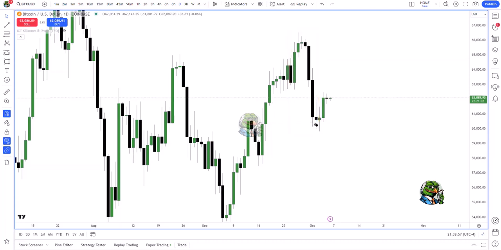I see this just as a pullback, considering that the monthly chart is showing us bullish price action, weekly chart is showing us bullish price action. This to me is just a pullback into this bullish order block, okay, which we are seeming to hold, okay?